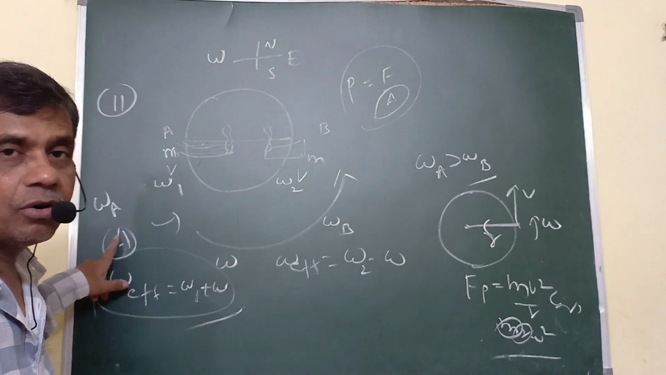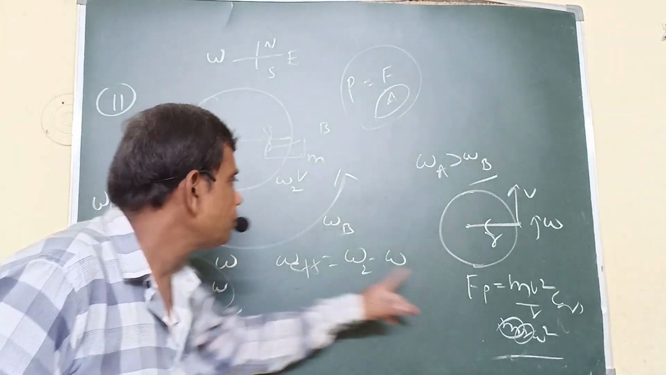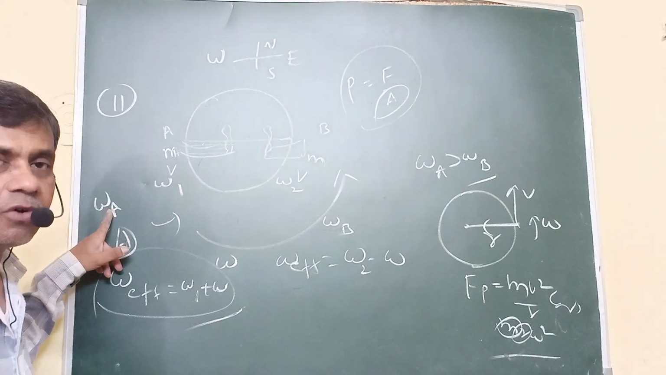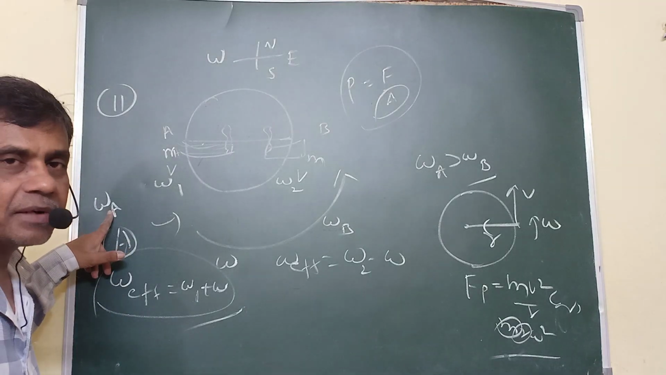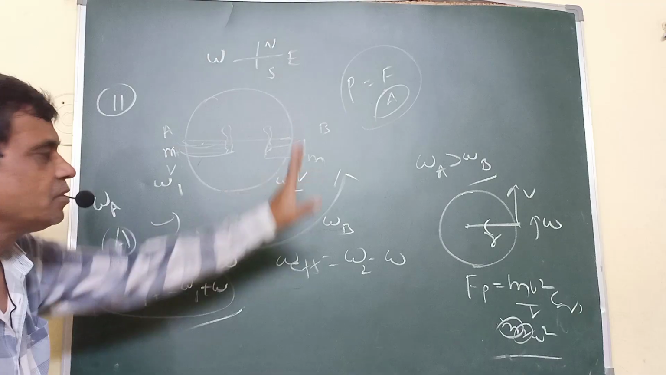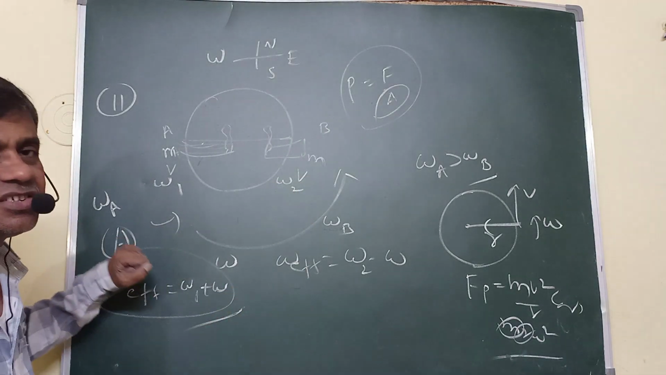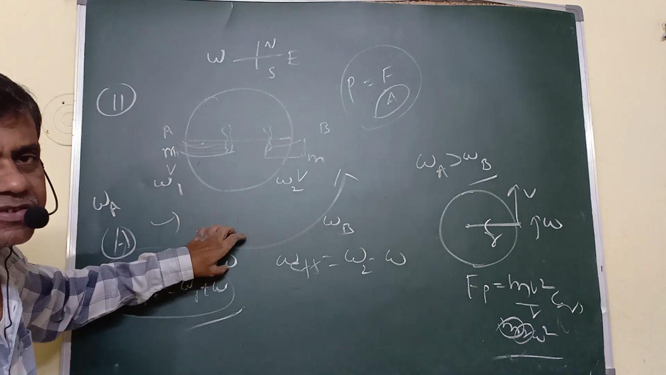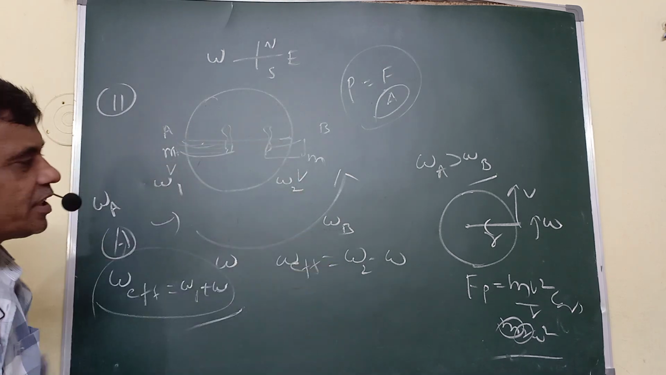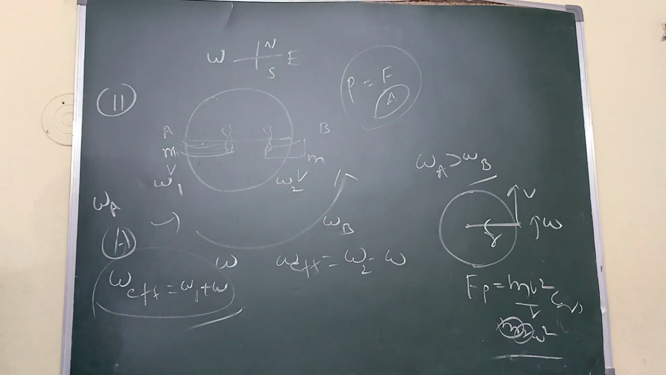Omega A value is more, and omega A value more means more pressure. So train A exerts more pressure on the rails. Train A exerts more pressure on the rails compared to train B. Why? Because the relative velocity, the effective velocity, is changing. The angular velocity of this one is supported by the earth's velocity. Here it is opposing. Due to that, this one exerts more pressure and this one exerts less pressure. Pressures are not the same in this case.